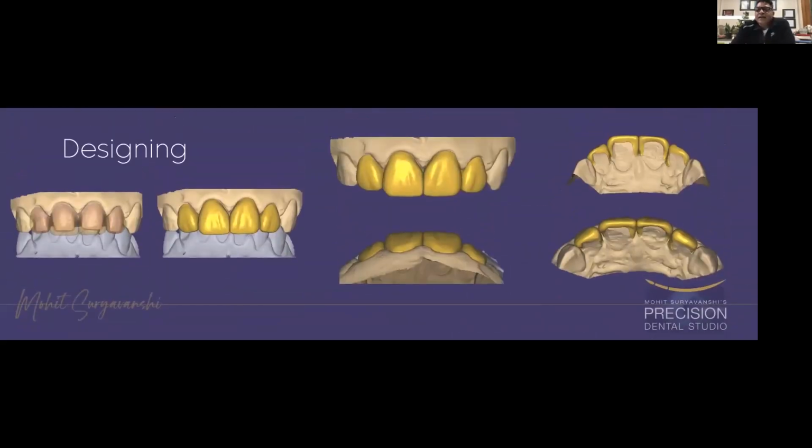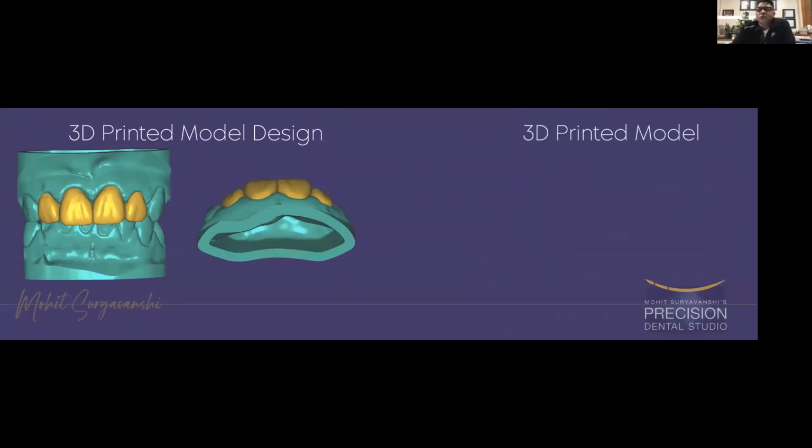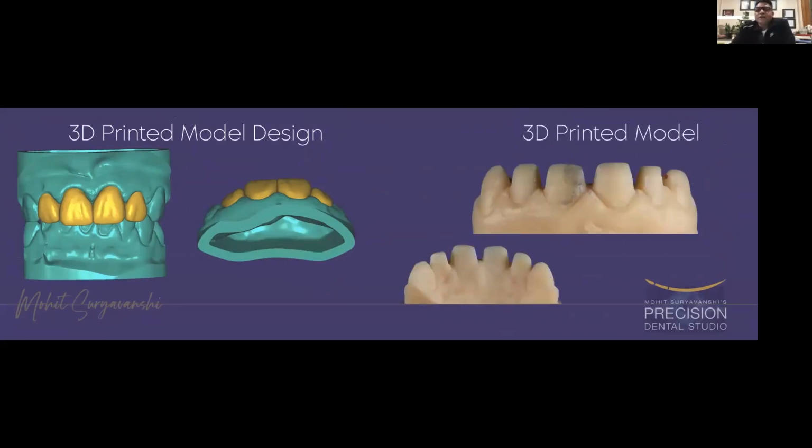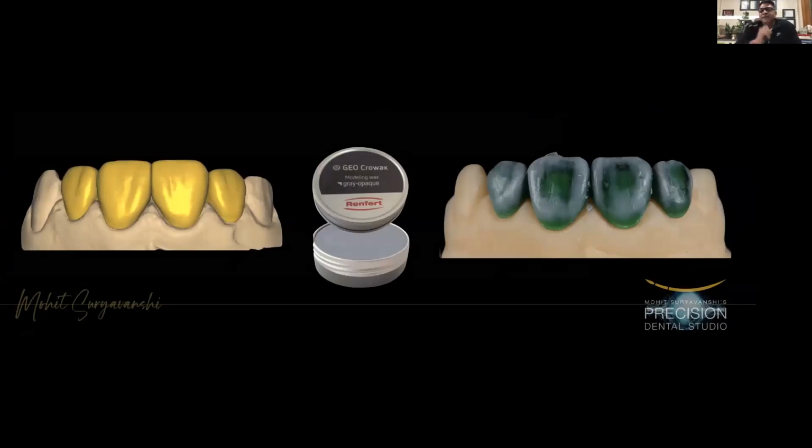You choose the right kind of library. You understand the soft tissue. You understand the hard tissue. And then you choose the form of the tooth. Then there's a 3D printed model that is printed on one side, and the restorations that we have designed are printed on the other side. They are printed in a castable material, but you can see the resin is in the color green.